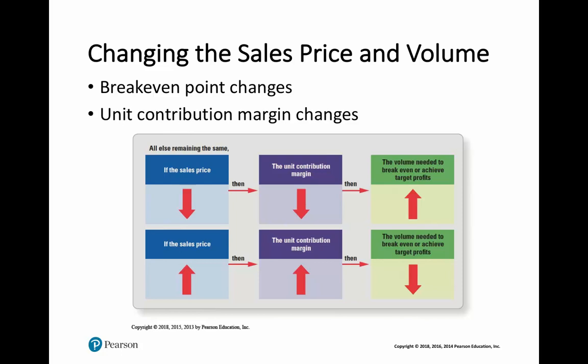So if we're getting less for each one of our units sold, we need to sell more units in order to get that target profit. At the same time, if the sales price increases, that's going to lead to a higher unit contribution margin, and therefore we need to sell less in order to break even. So each one of them is going to be a little bit more profitable than it was before with that lower sales price, and therefore we need to sell less.